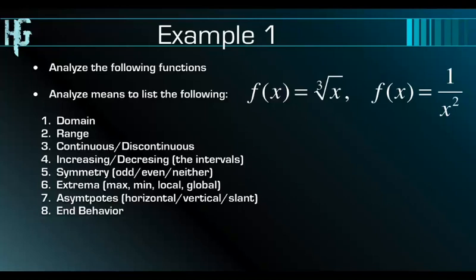Number 8, end behavior. This is a prescription, actually. You're going to actually write this down as a very distinct method. It's going to be f of x is approaching as x is approaching. You're going to write these in what we call limits. Those of you going on to calculus will see this very often.